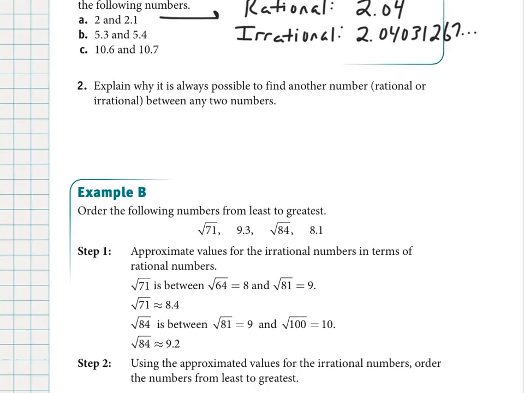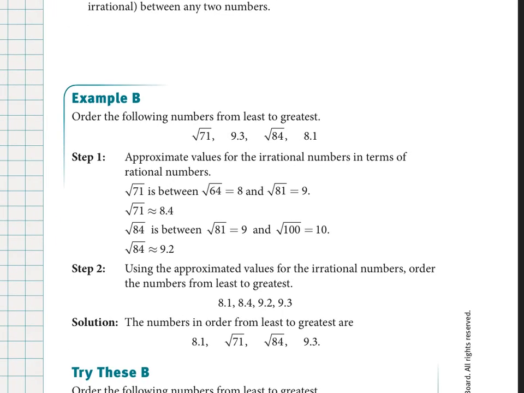All right. What about ordering some numbers from least to greatest? Let's say we have a list of numbers and we need to order them. Okay, here's an example given. The square root of 71, 9.3, the square root of 84, and then 8.1. Okay, and of course we can use a calculator to give the square root values.